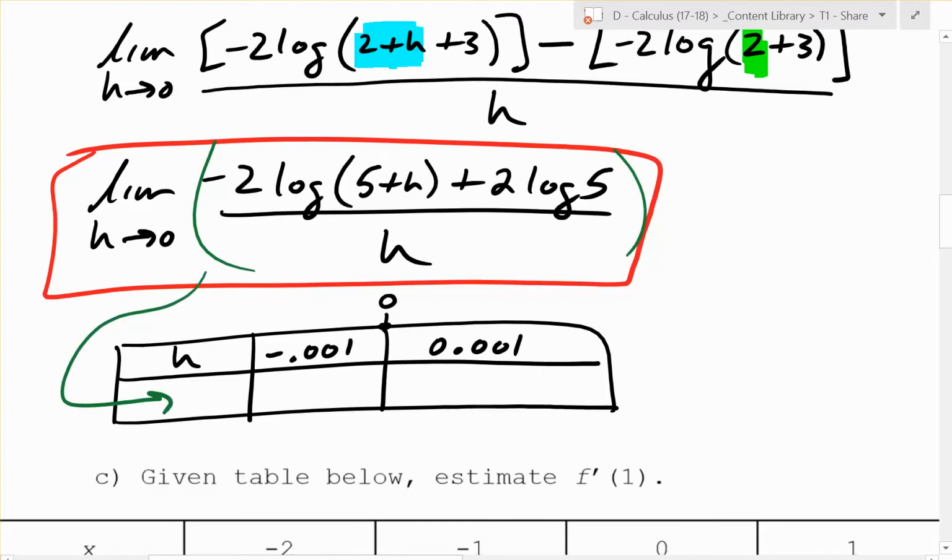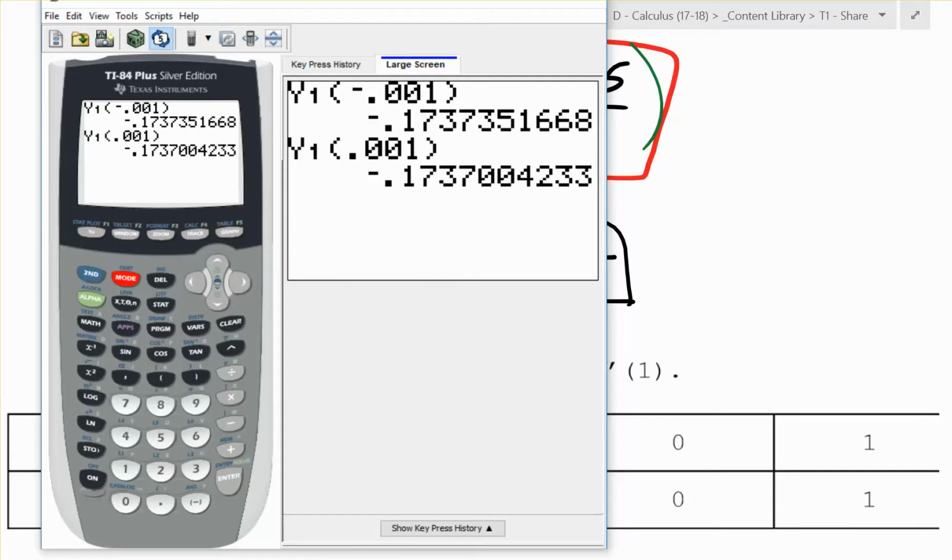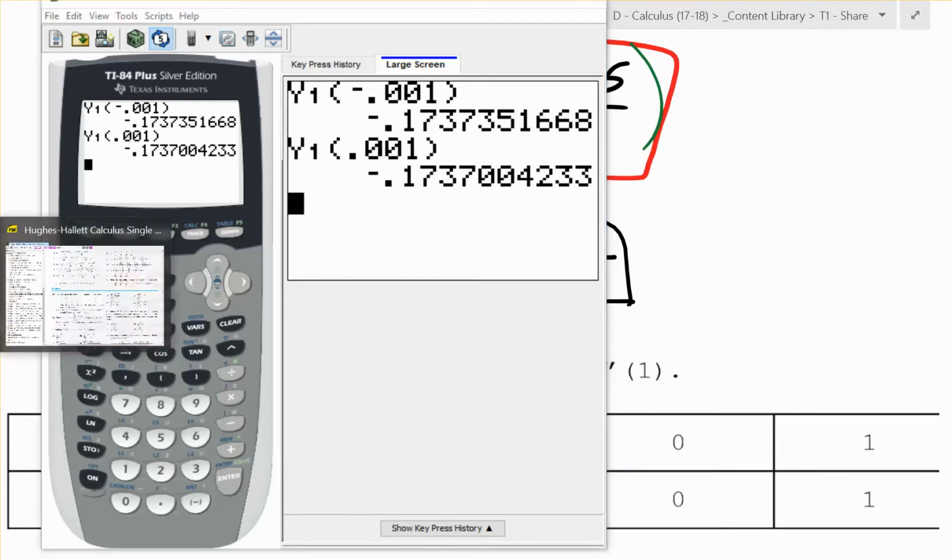So you use your calculator, you plug in these values here and here to find out what the estimates are. So when you use your calculator, please make sure you use the proper number of parentheses to plug in your simplified difference quotient. And then you can use y1 to evaluate this, and here is what you end up with. So these are so close together, you can just pick the first 4 decimals, average it a little bit, but it's going to be negative 0.1737.